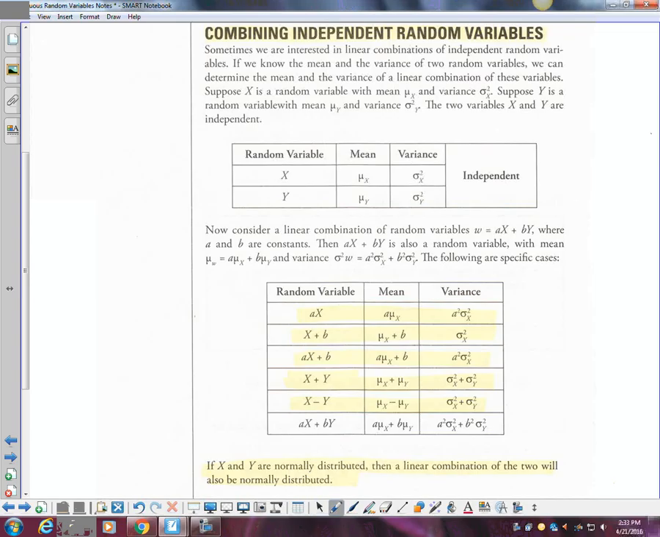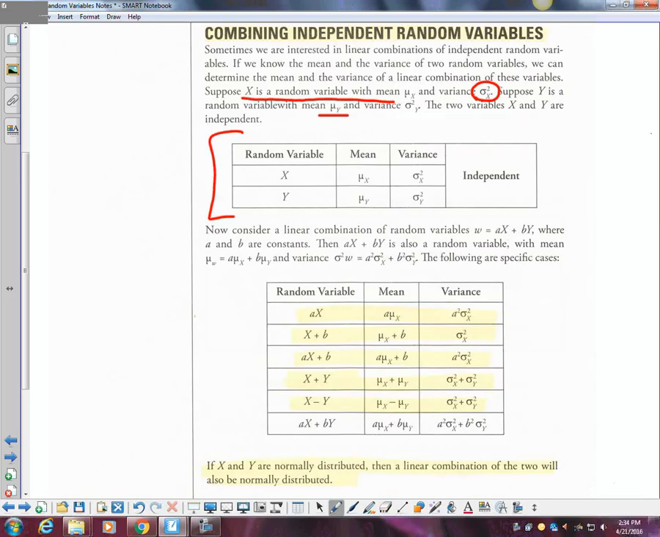So we've got x is a random variable with a mean mu sub x and a variance of sigma squared sub x. So its standard deviation is sigma sub x. Then we've got y, which is another variable, and it's got a mean of mu sub y and a variance of sigma squared sub y. So here we go.